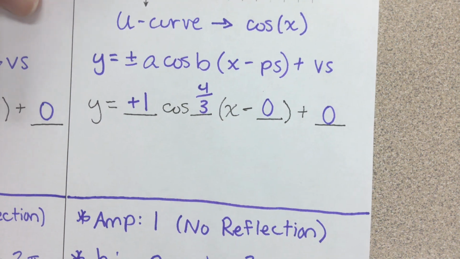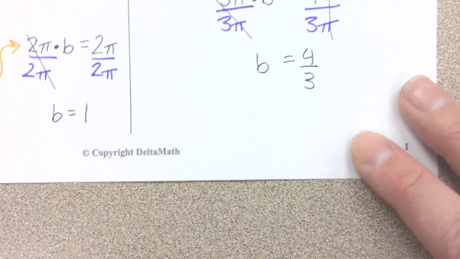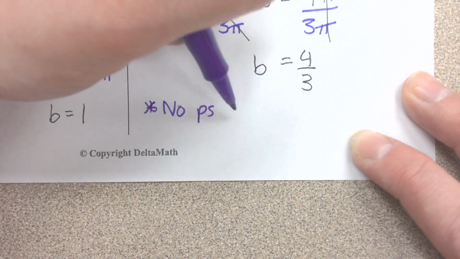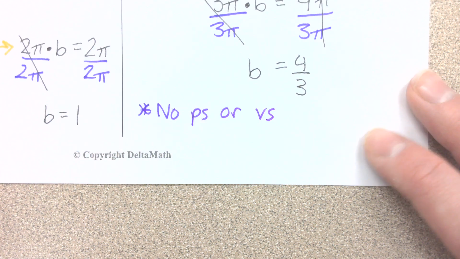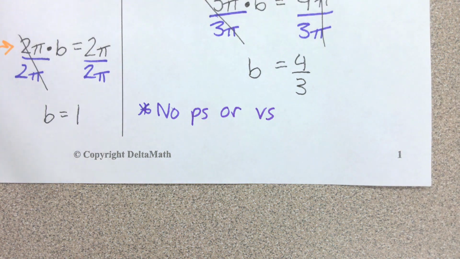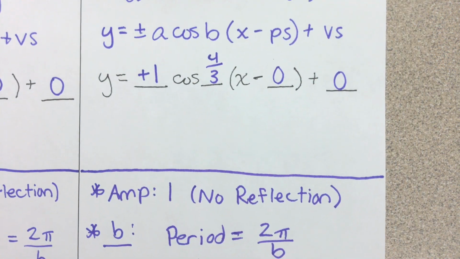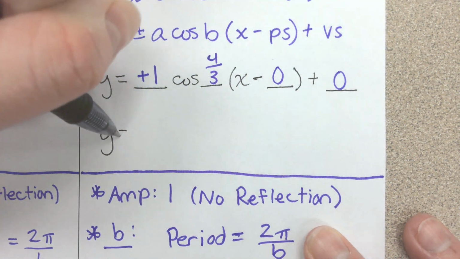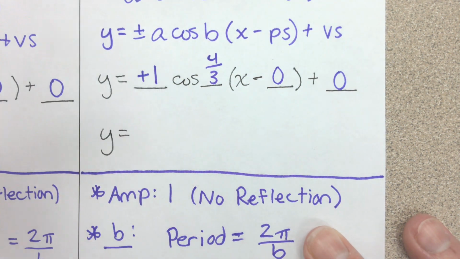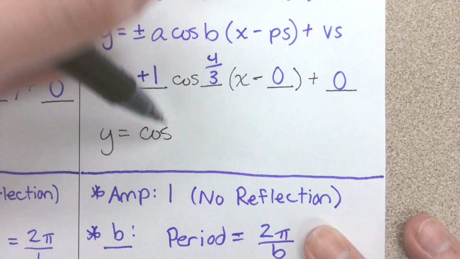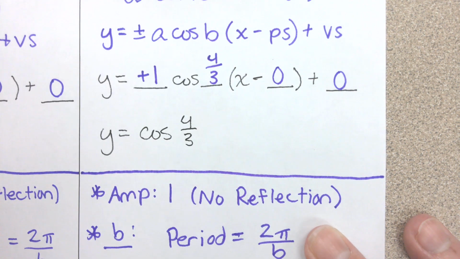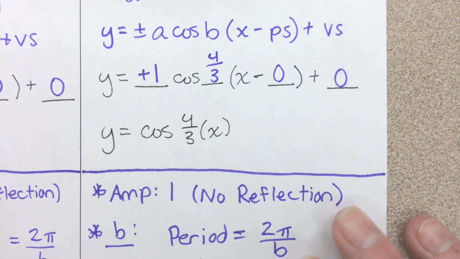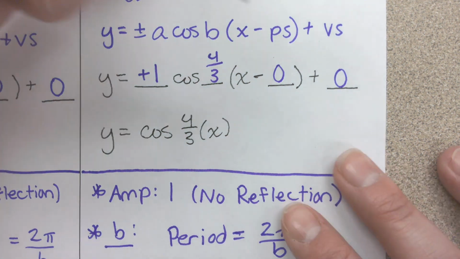Once again, I'm going to make a note at the bottom about how we don't have a phase shift or vertical shift here, and that's because we're at the origin. Again, let's clean this up a little bit. Y equals, we can drop the positive 1 in front. Cosine of 4/3 x in parentheses, the zeros can be dropped as well. This is our equation.